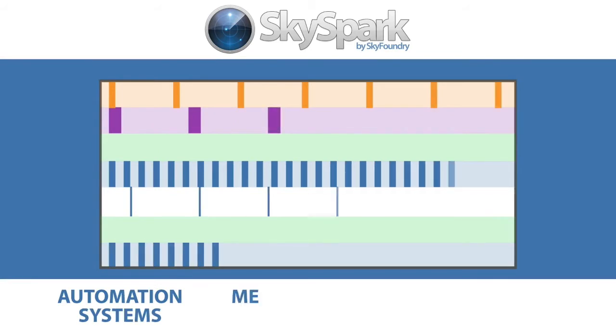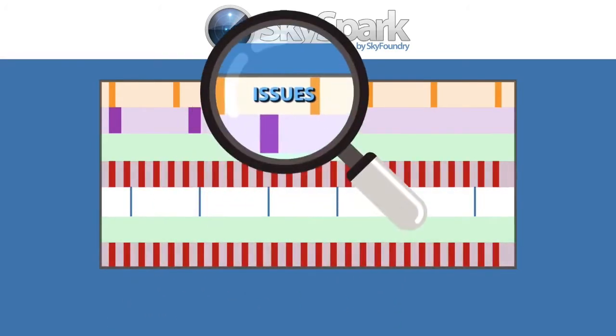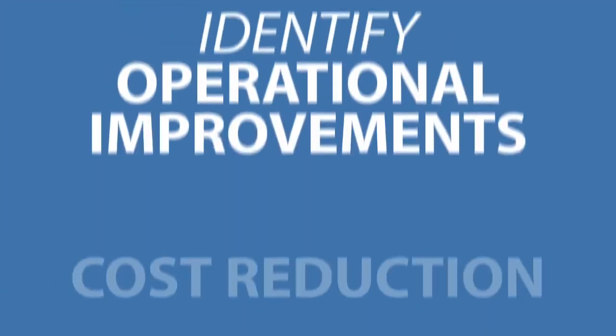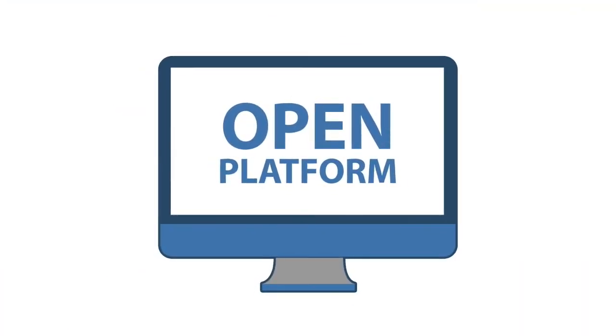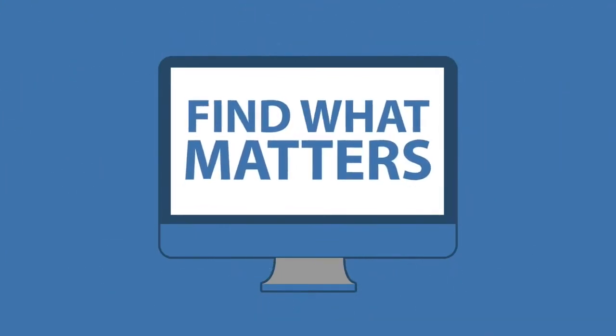SkySpark is an analytics platform that automatically analyzes data from automation systems, meters, sensors, and other smart devices in order to identify issues, faults, trends, correlations, and opportunities for operational improvements and cost reduction. As a completely open platform, SkySpark enables data from a wide range of sources to be continuously analyzed, helping you find what matters in the operation of your facilities and equipment systems.